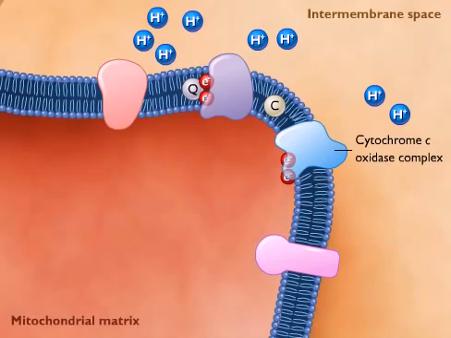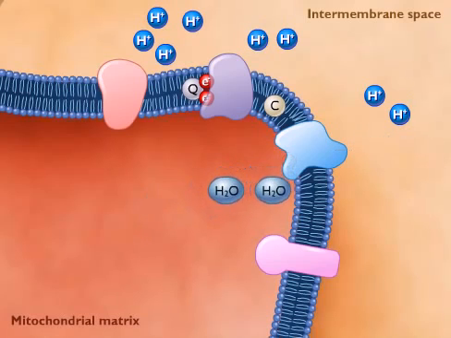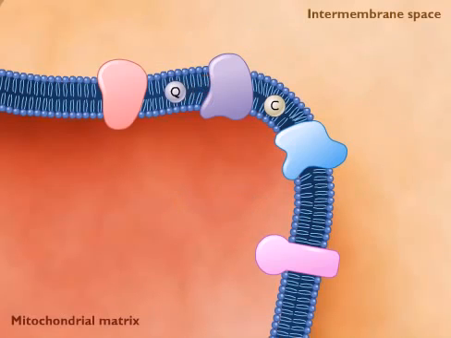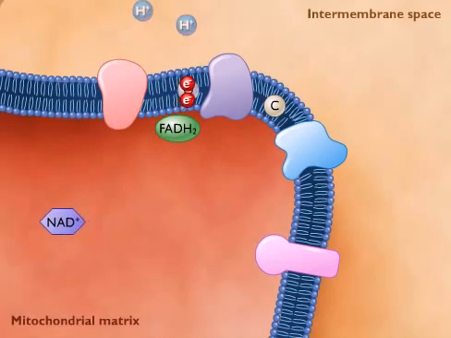The cytochrome oxidase complex then transfers electrons from cytochrome C to oxygen, the terminal electron acceptor, and water is formed as the product. The transfer of protons to the intermembrane space generates a proton motive force across the inner membrane of the mitochondrion.